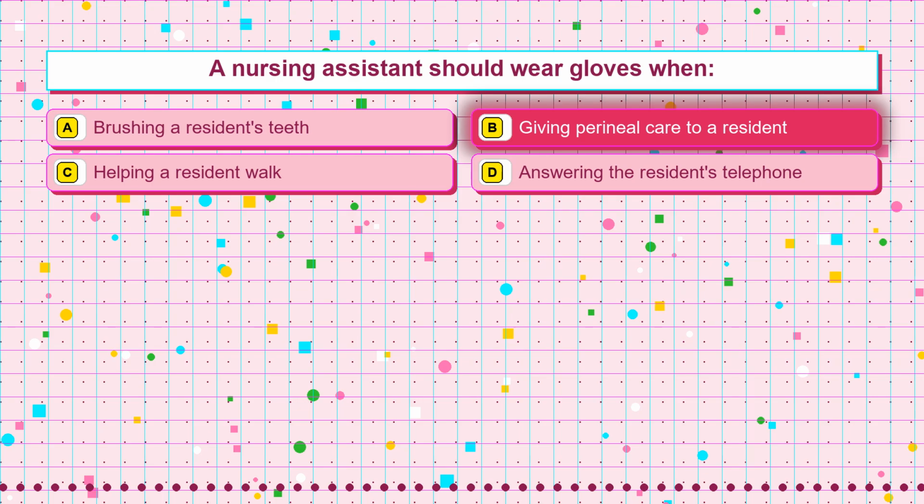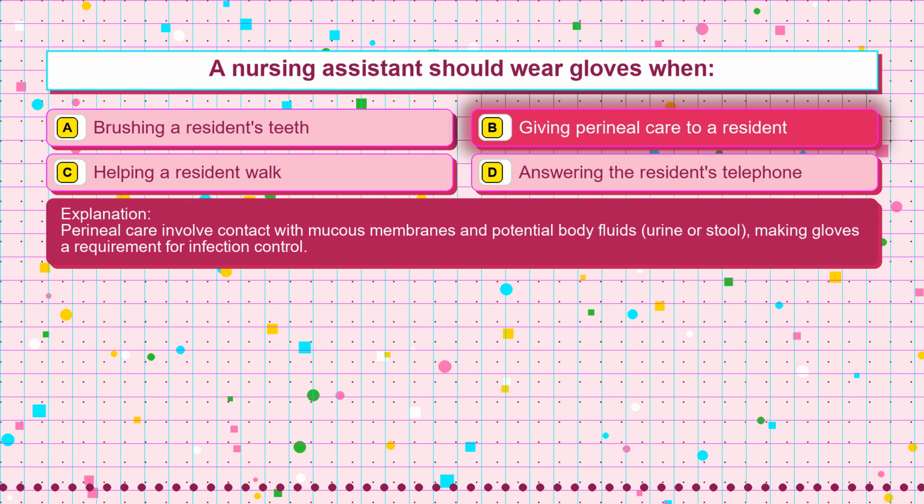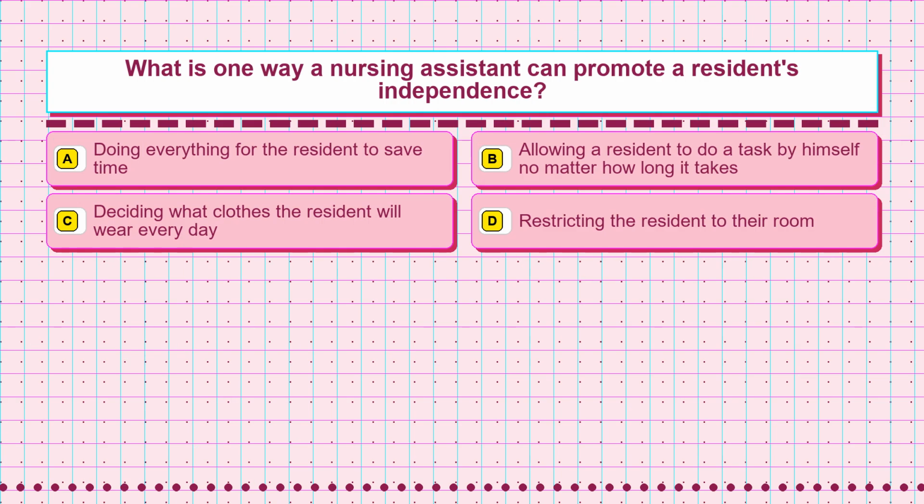The correct answer is option B. Giving perineal care to a resident. Perineal care involves contact with mucous membranes and potential body fluids, urine or stool, making gloves a requirement for infection control. Question 31. What is one way a nursing assistant can promote a resident's independence?